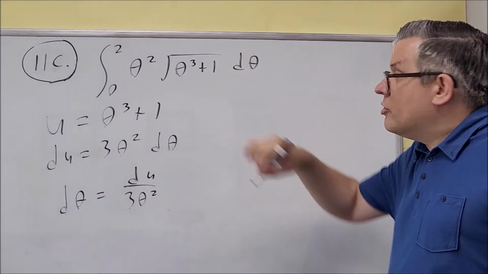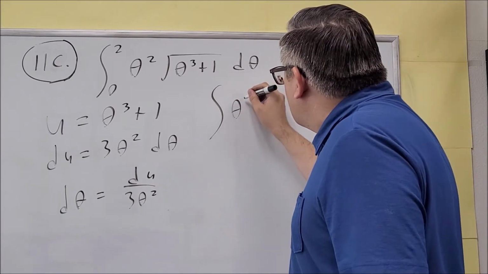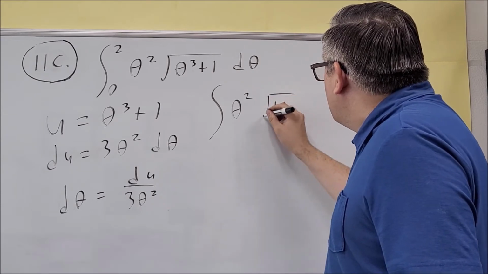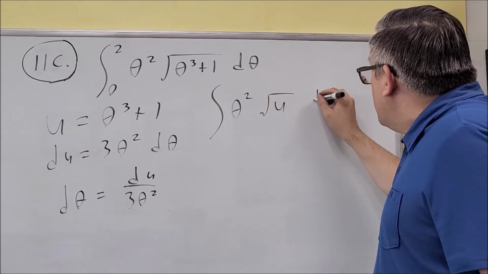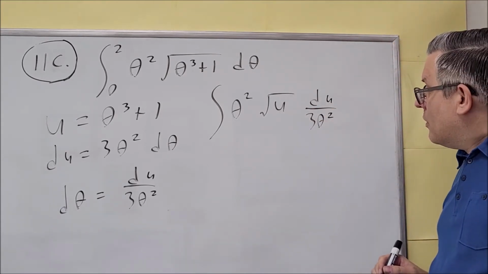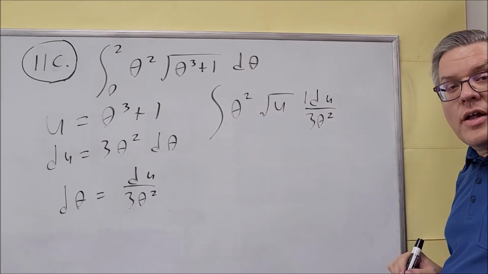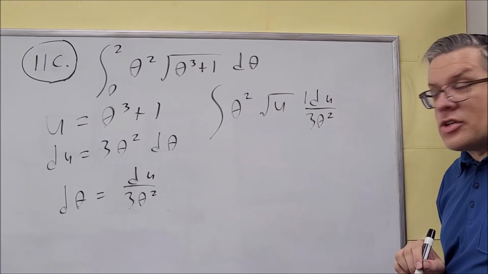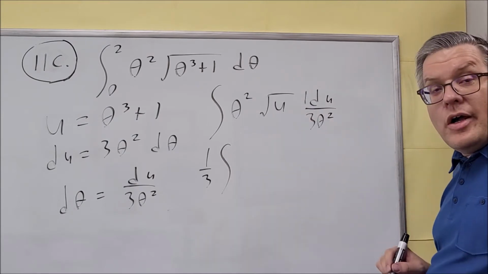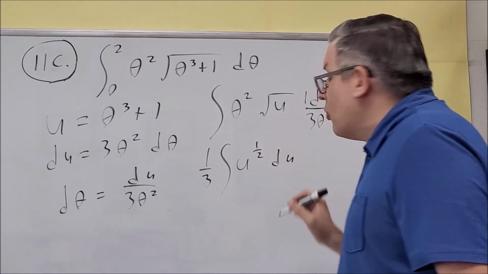Now we want to put this into the original one. So we have theta squared is still there. And then we have square root of u. And then d theta would be du over 3 theta squared, like that. Now what's going to happen here is there's a 1 that's still there, and so the theta squareds are going to cancel out. And then you have a 1/3 that's going to go on the outside of your integral. So 1/3 goes there. Now I have the square root of u, so I'm going to make that u to the 1/2 power right there.